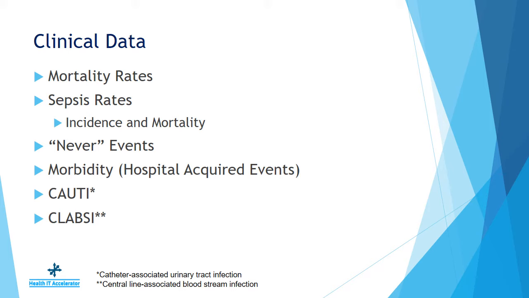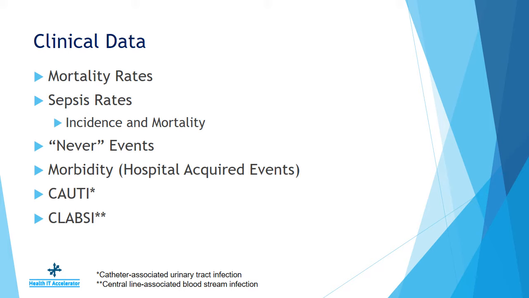So these affect our bottom line, and we want to know when they occur, not only because we have to report them, usually to our state and to our accreditators, such as Joint Commission. But we also want to do what's called root cause analysis and figure out what went wrong so that they never happen again.